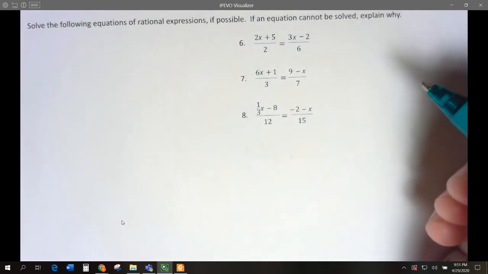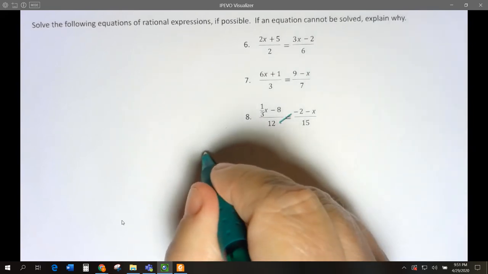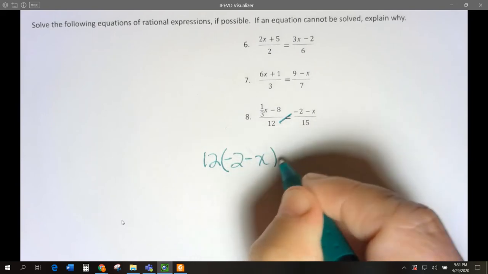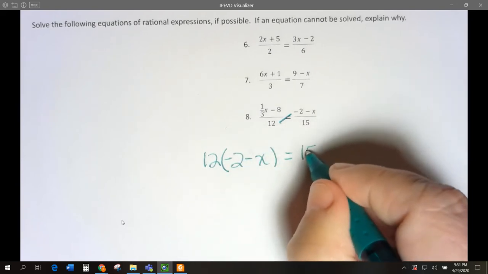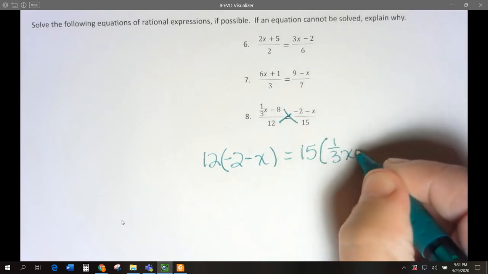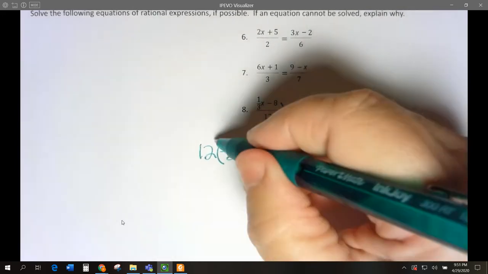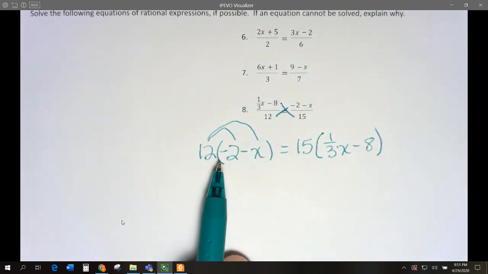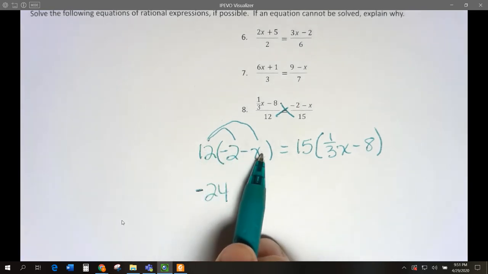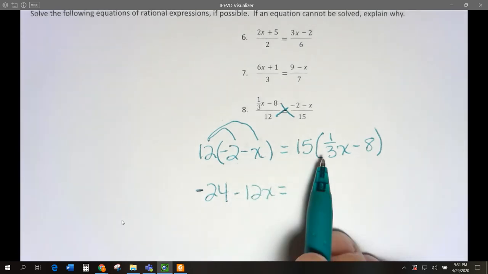Oh boy, more fractions. Let's start with our cross multiplication. 12 times negative 2 minus x equals 15 times 1/3 x minus 8. Let's start with our distributive property. 12 times negative 2 is negative 24, and 12 times negative x is a negative 12x, equals 15 times 1/3.